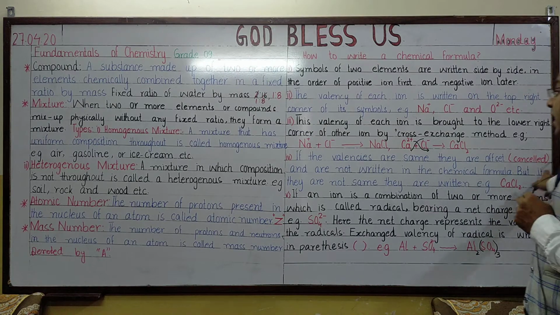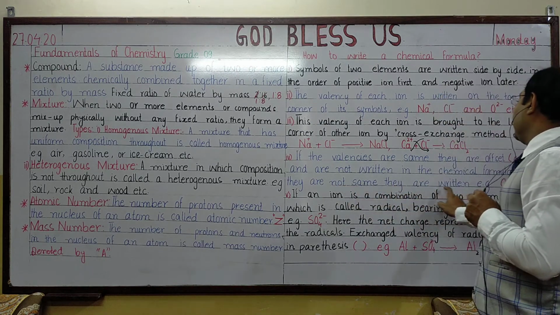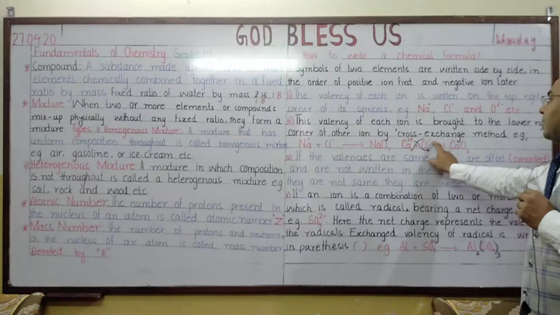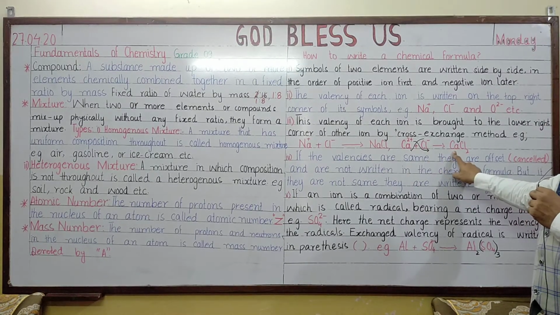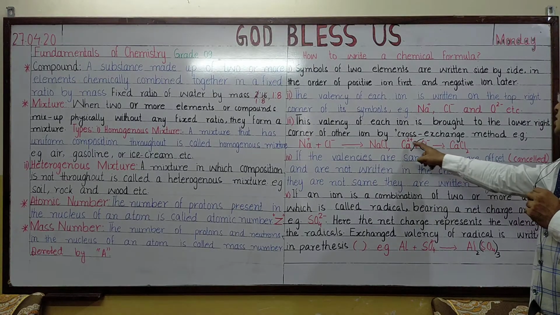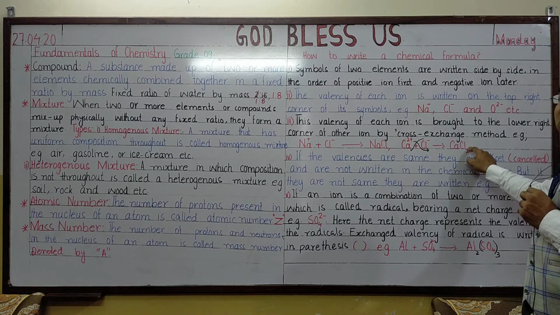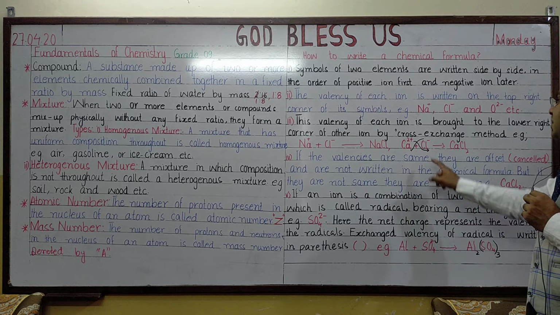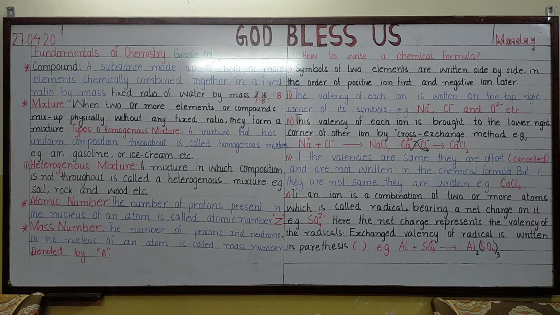But if they are not same, they are written, as already described, Ca2+, chloride -1. It has become CaCl2. Reason, this valency of calcium has come underneath chlorine. Okay. And of course it's not a balanced chemical equation. I have to use 2 here, okay, in order to make it balanced.